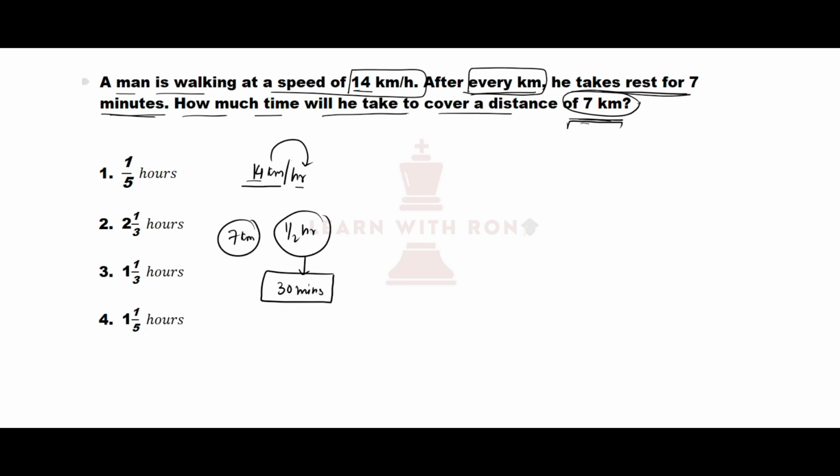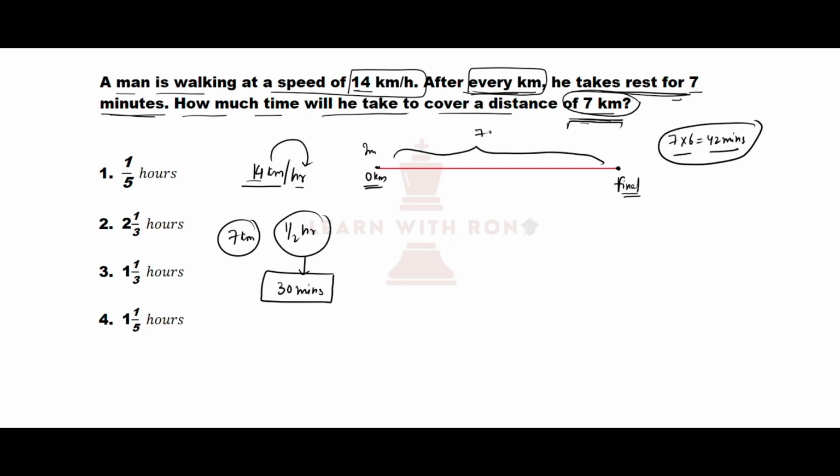But for every kilometer, he took rest for 7 minutes. See here, by seeing every kilometer, 7 kilometers and 7 minutes rest, I can directly write 7 times 6, which is 42 minutes is the resting time. But how did I write this 42 minutes as 7 times 6? See, let me explain. For example, this is the distance here. This is the initial point, which is 0 kilometers at the starting, and this is the final destination. This complete distance is 7 kilometers.